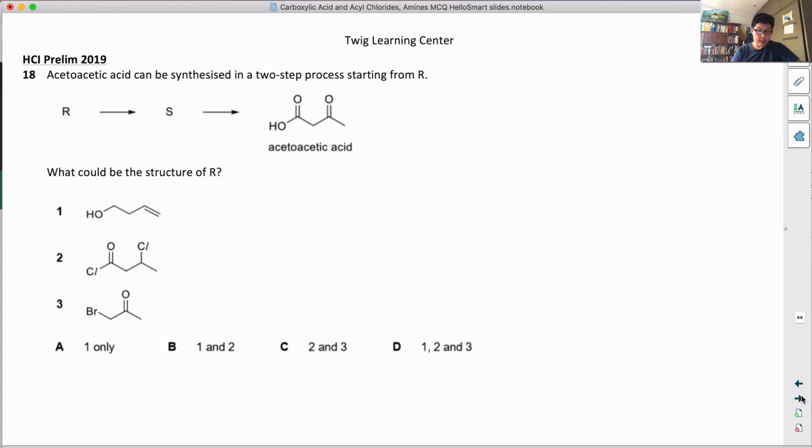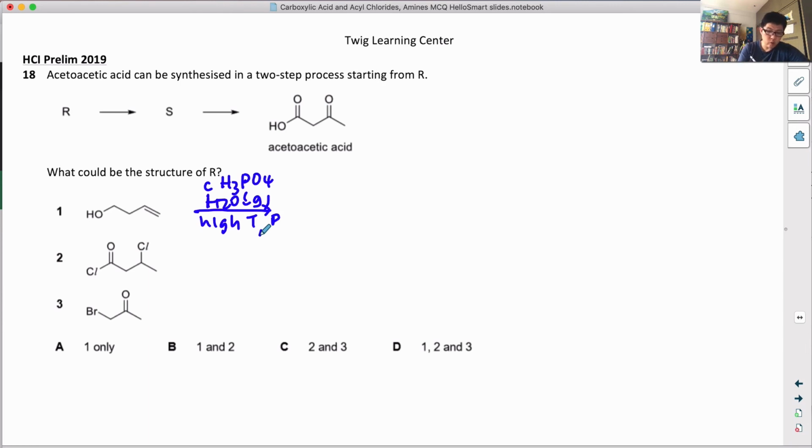Let's look at question 18. They say acetic acid can be synthesized in 2 steps starting from R. So let me try to show you how I can go about doing it. Let's see which is the possible answer. This one I'm just going to do with, if you remember, concentrated H3PO4, the industrial process, or you can use a laboratory process. You add steam. Steam means water, gas, at high temperature and pressure. So you're going to add water across the double bond.